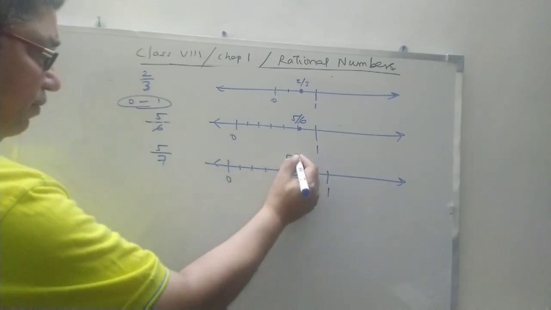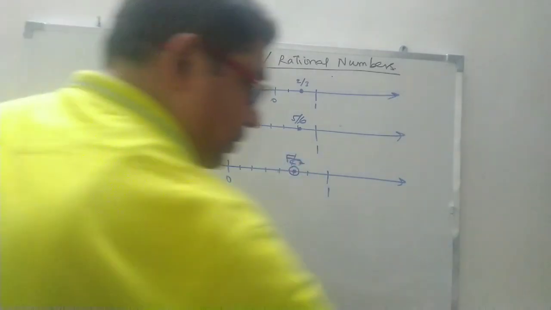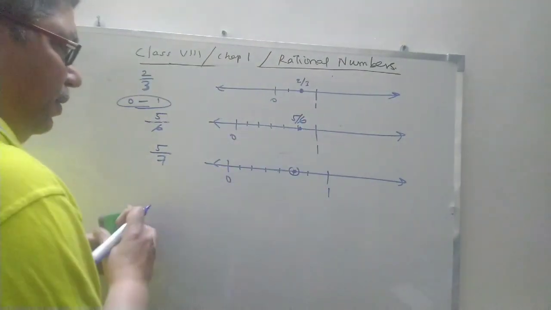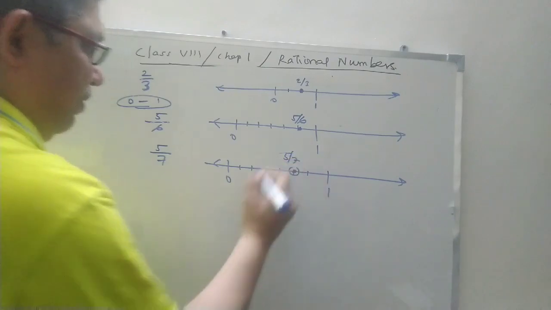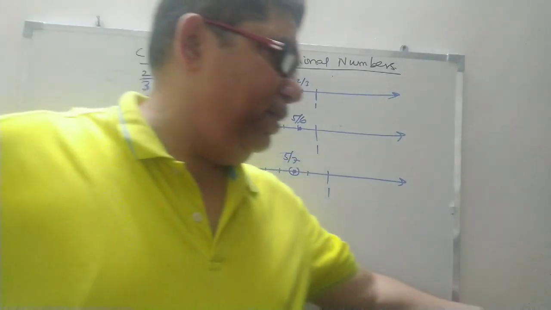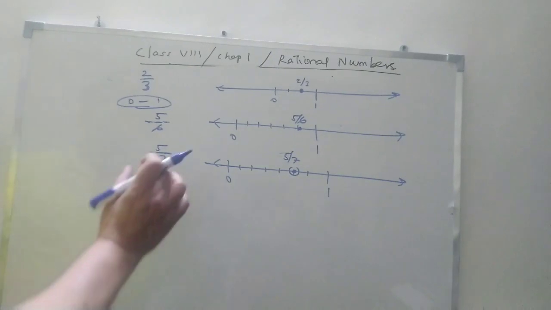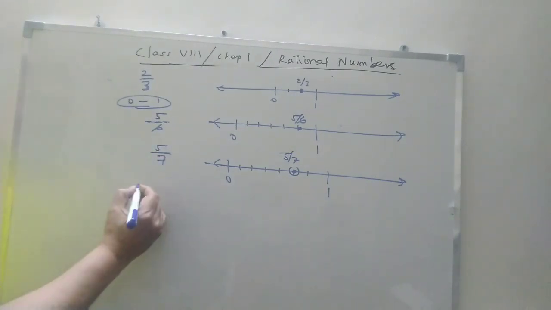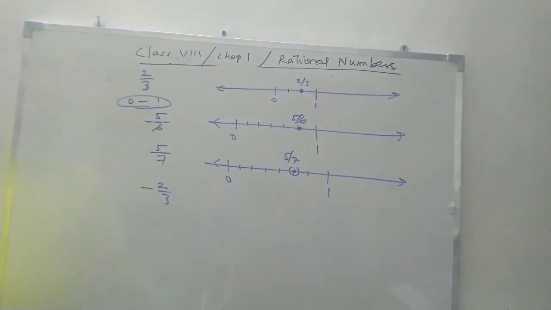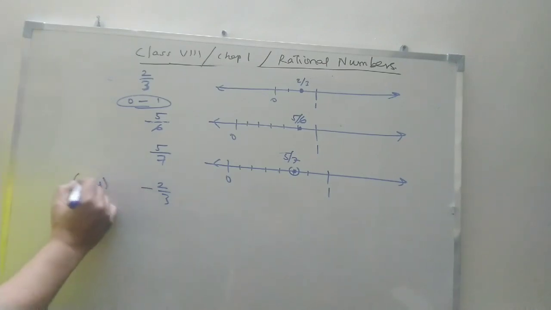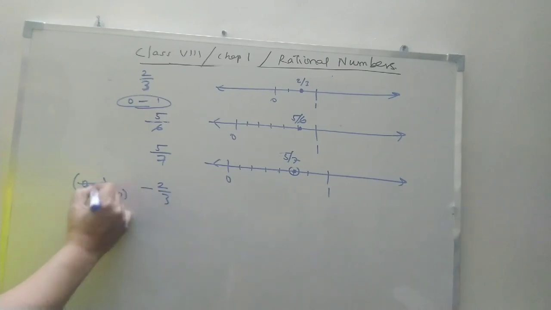So here it is 5 by 7. With these 3 cases you understand how to do it. Now next, let me take some negative ones, say 2 by 3. Now 2 by 3 will lie between what? Between minus 1 and 0.